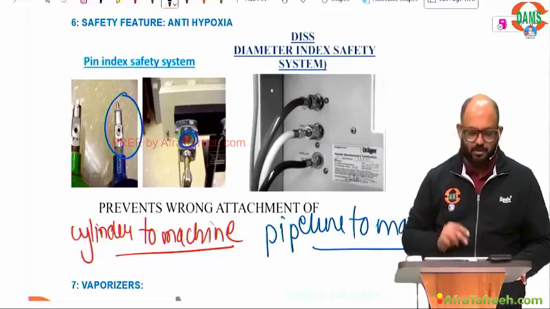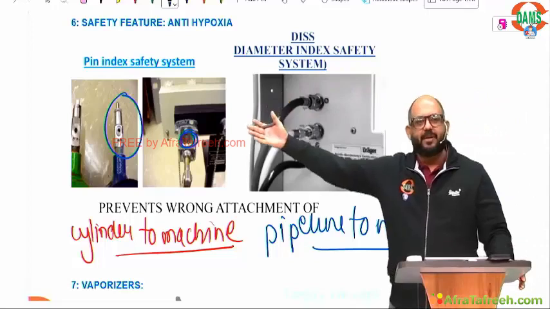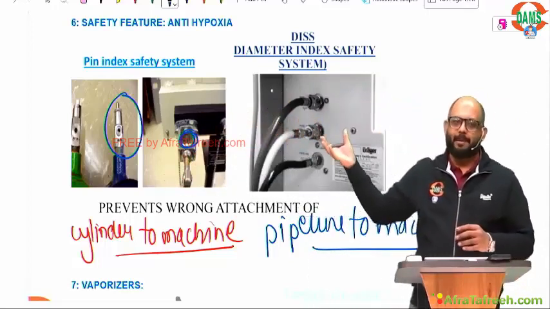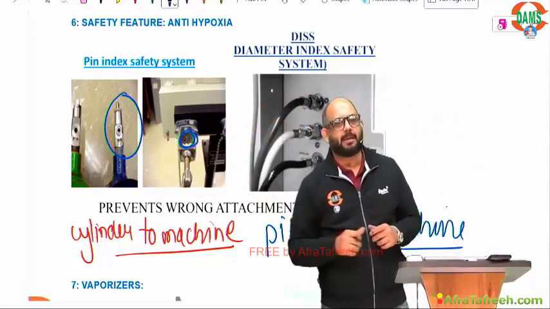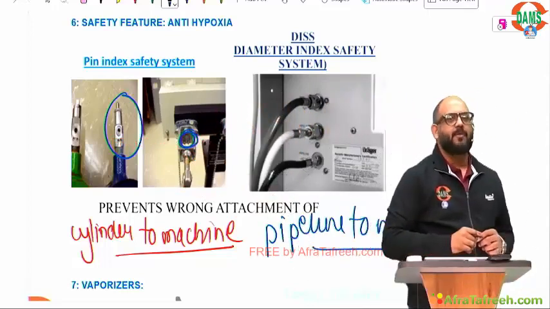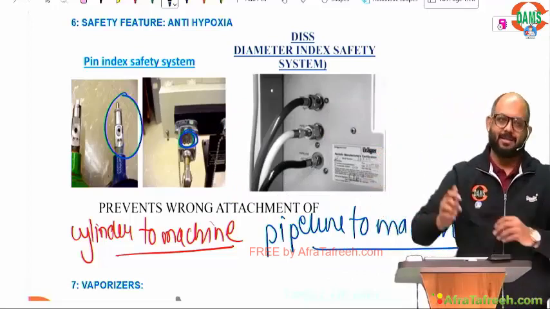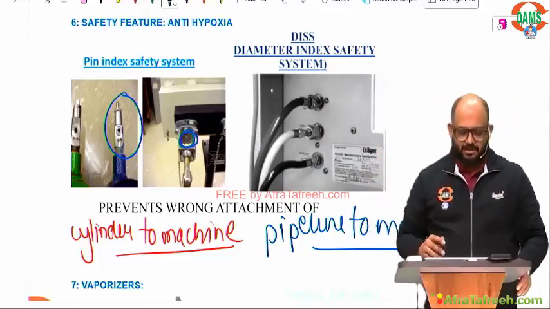Pipeline to machine. So two safety features in anesthesia machine, one for cylinder, another for pipeline. For cylinder you have pin index safety system, PISS. For pipeline you have diameter index safety system or DISS.